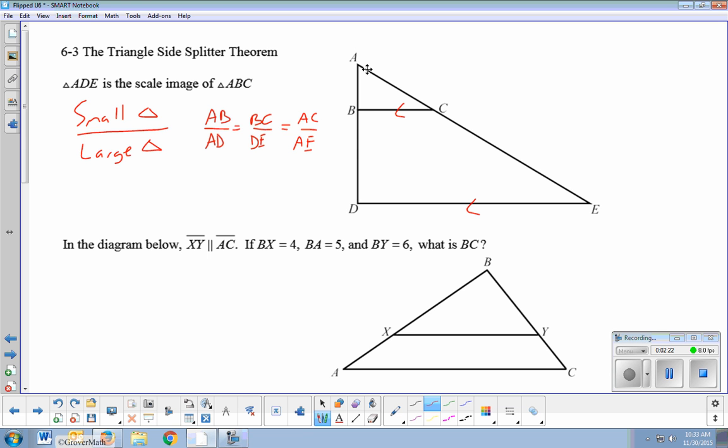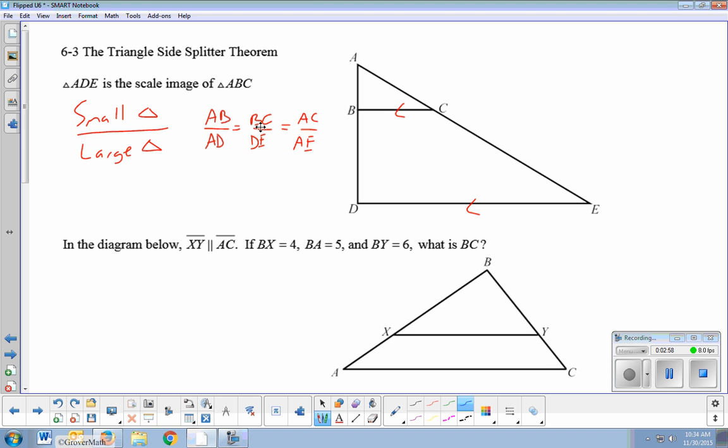If we had lengths here, this looks like it's about 3 times the scale factor. So if AB was 2, that means that AD would be 3 times that, it would be 6. And 2 over 6 is 1/3. If BC is 5, then DE is 15, and BC over DE is also 1/3. And this could be 10 and 30 or whatever. It's still going to be 1/3. All of these proportions are equivalent to whatever the scale factor ratio is.